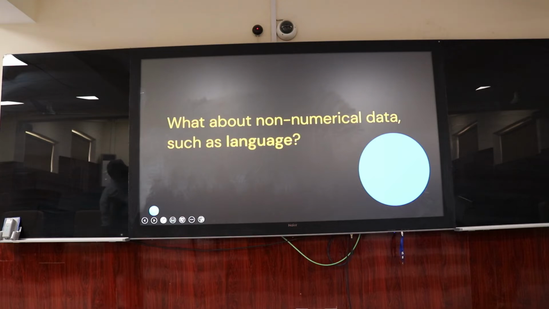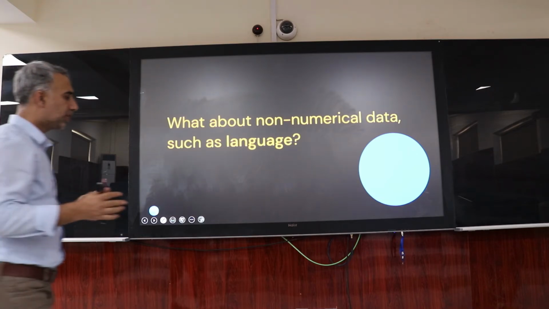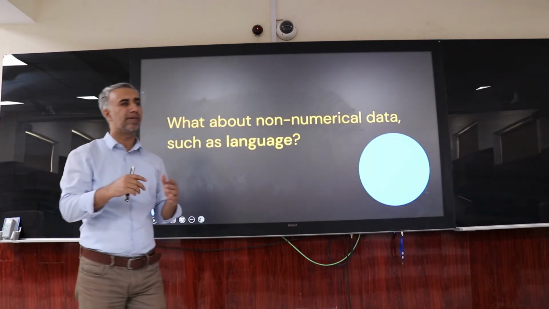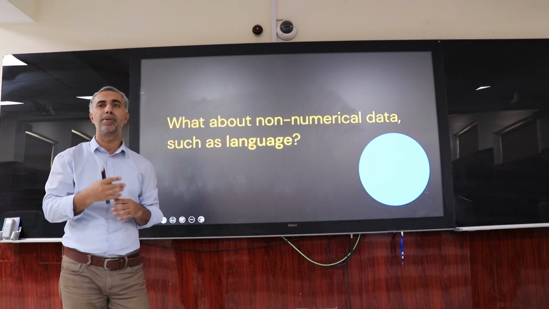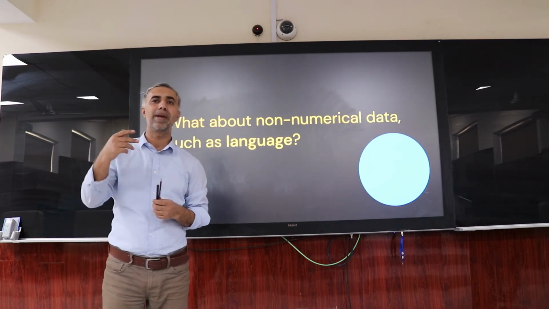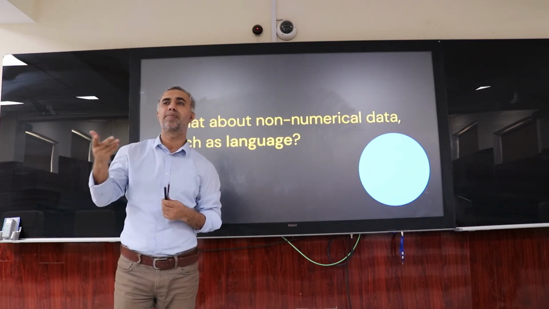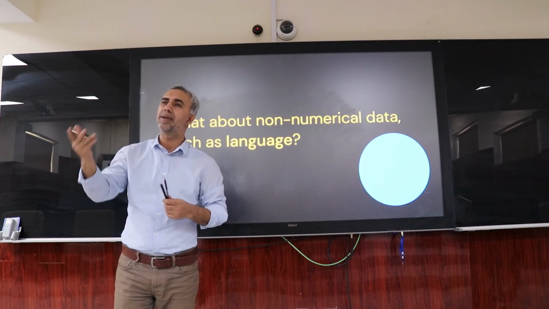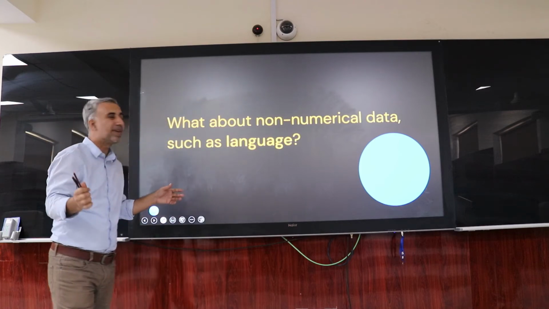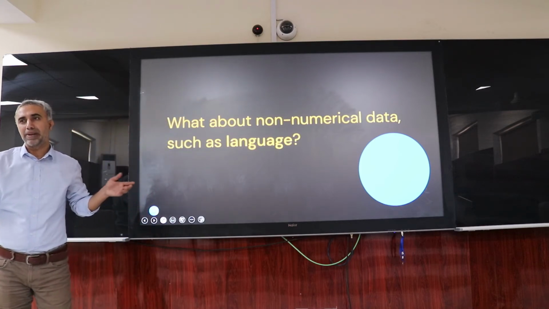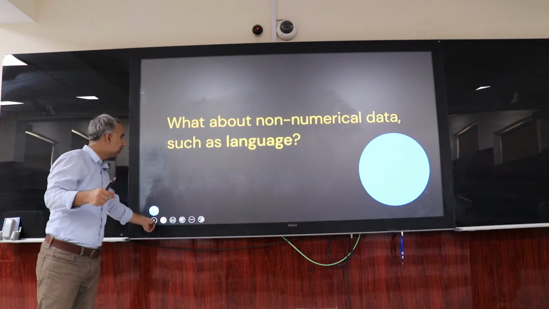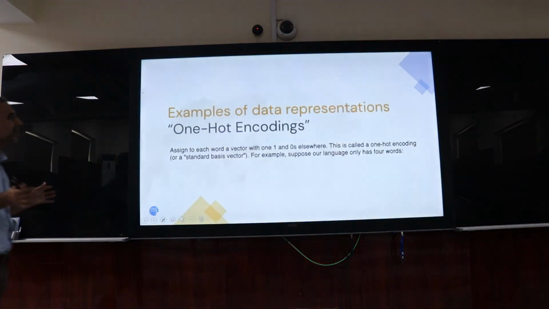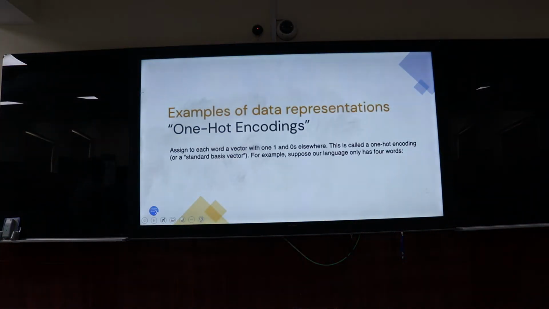Sometimes we are dealing with non-numerical data, for example languages. In our country there is a huge number of languages, and after every 5 to 6 kilometers a variation in language happens. Too many varieties of Pashto, too many varieties of Hindko, Punjabi. So this non-numerical data can be handled with the help of one hot encoding.